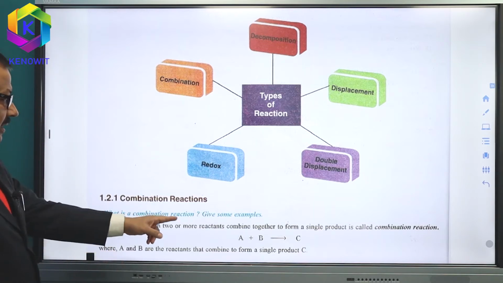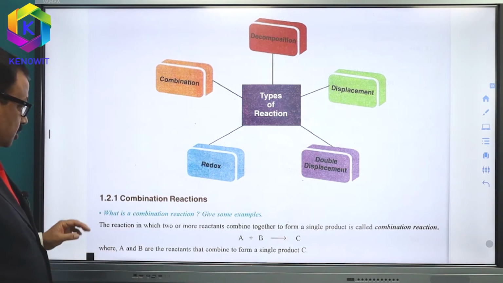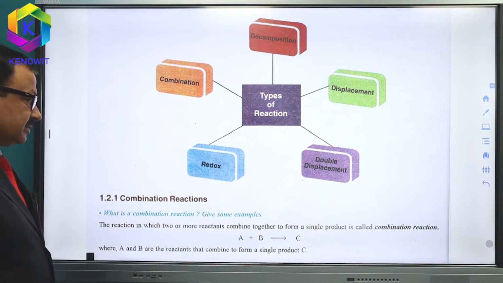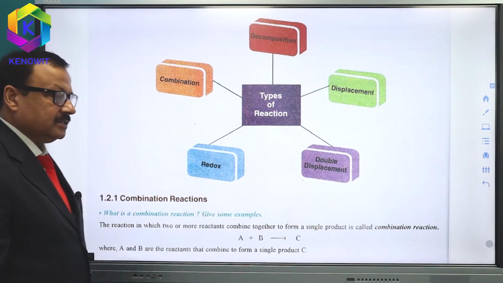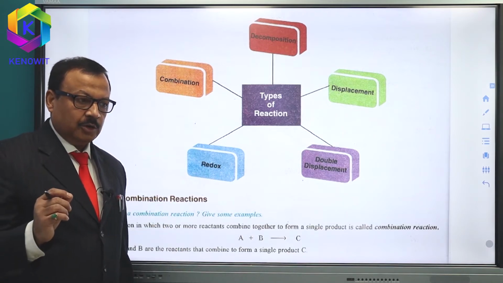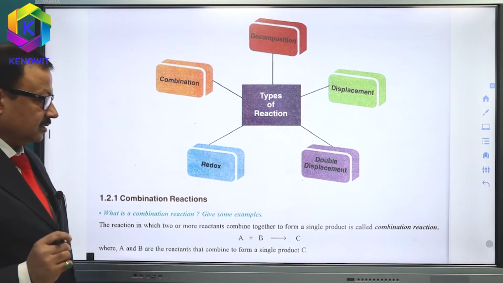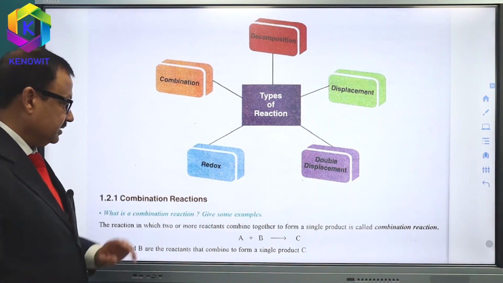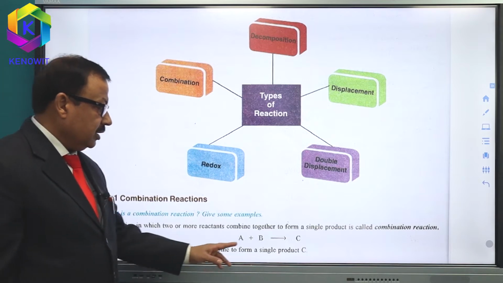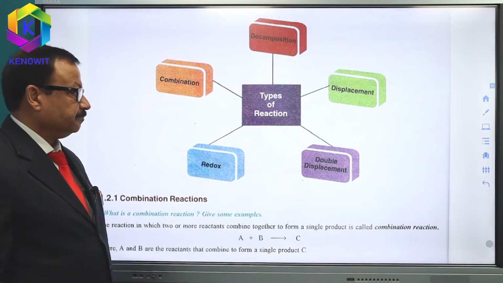So first of all, combination reaction. One question arises: what is combination reaction? Give some examples. Any reaction in which one and only one product is formed is known as a combination reaction. For example, A plus B gives C, where A and B are the reactants and combine to form a single product C.